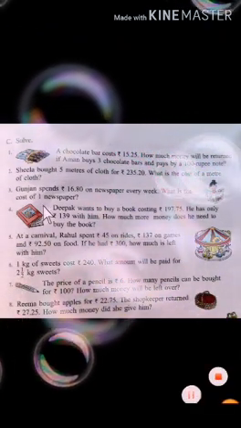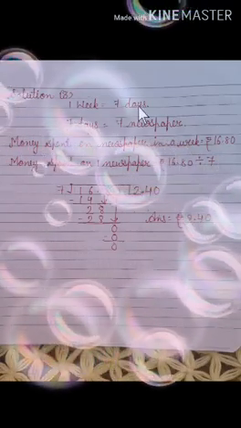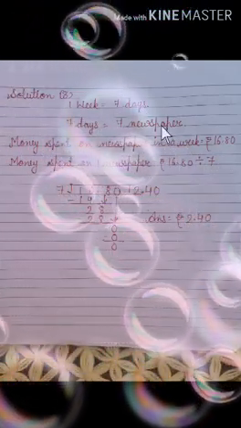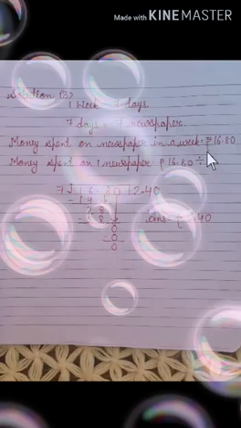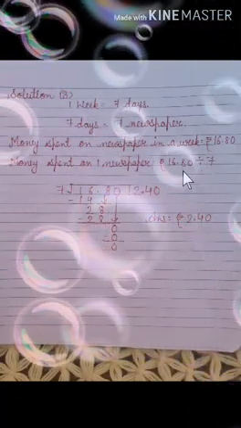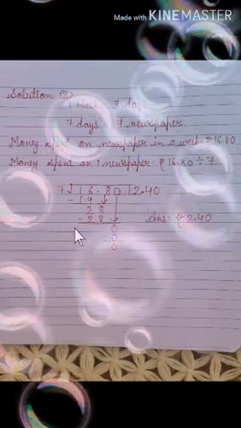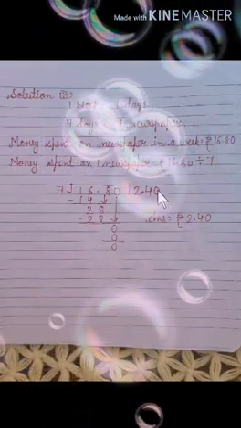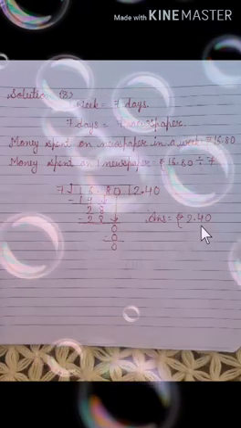Students, check it. 1 week is 7 days, 7 days is 7 newspapers. Money spent on newspapers in a week rupees 16 and 80 paise. Money spent on one newspaper: divide by 7, and when you divide by 7, your answer will be rupees 2 and 40 paise.